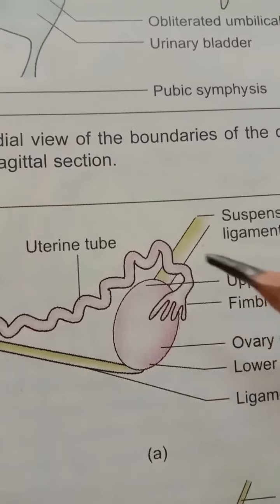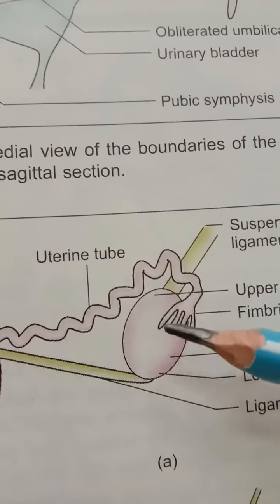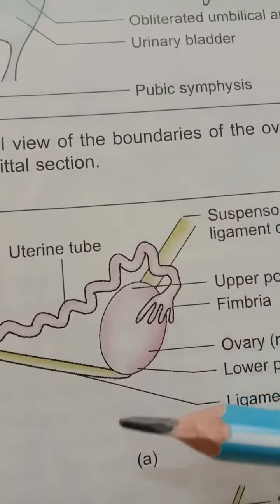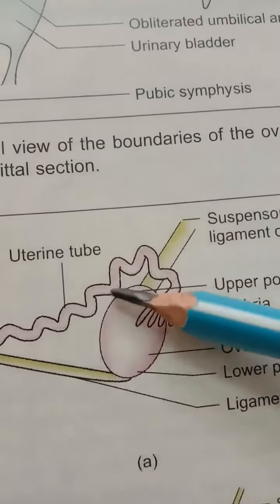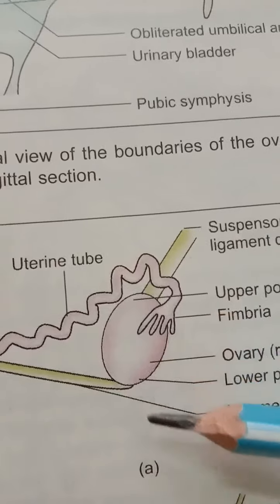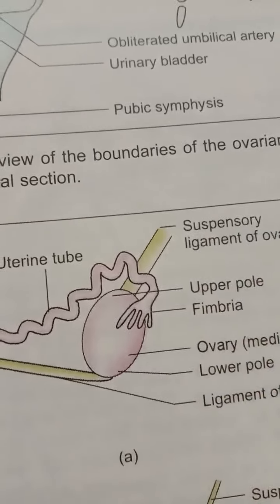Then the medial surface, so this one. It is to a larger extent covered by the uterine tube. So here you can see, and it is separated by the peritoneal recess called the ovarian bursa.